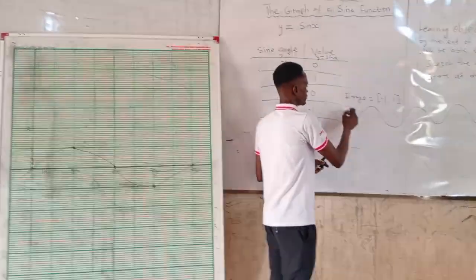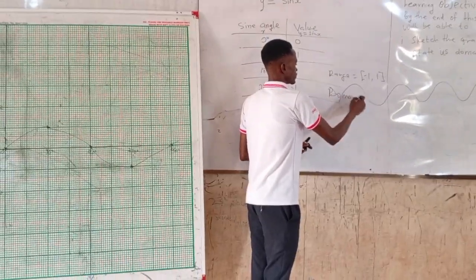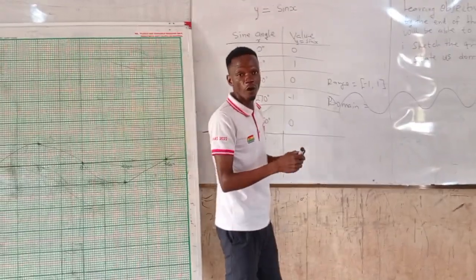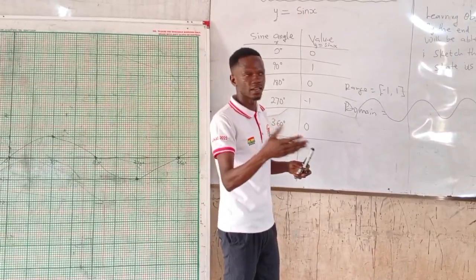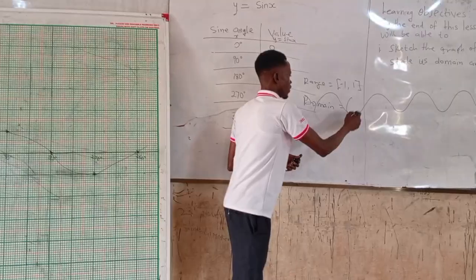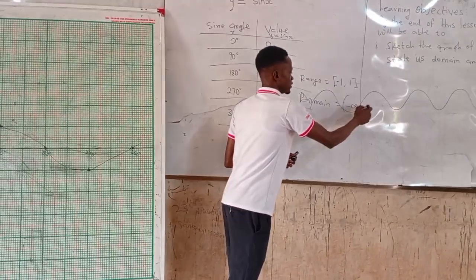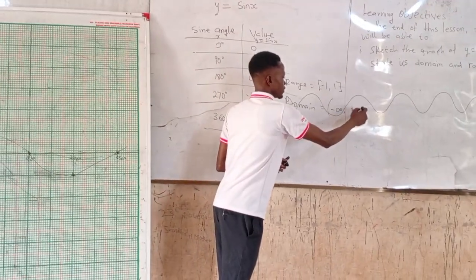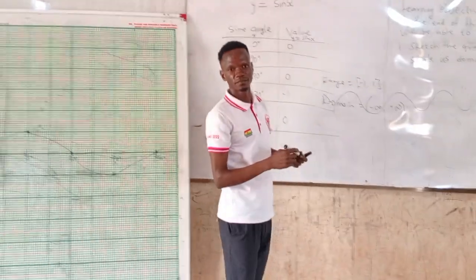So if the domain is all real numbers, then we can say that the domain is from negative infinity to positive infinity. Excellent. Clap for yourself.